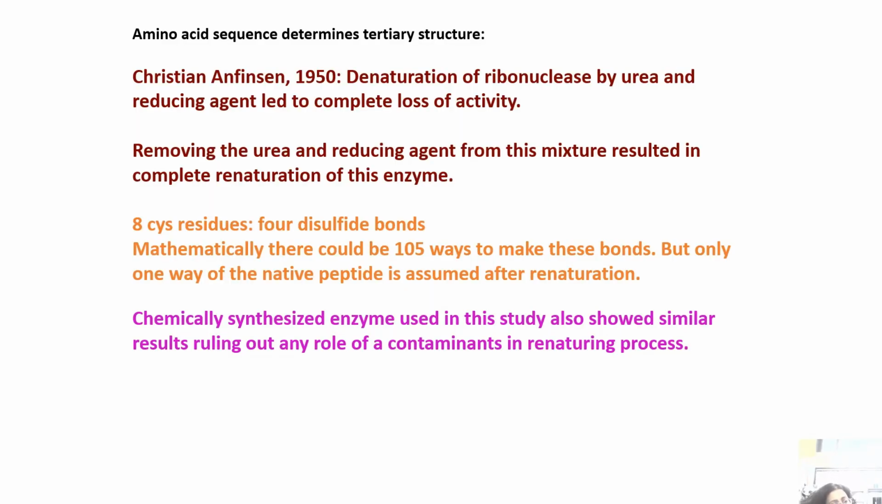Okay. Christian Anfinsen's denaturation of ribonuclease by urea and a reducing agent led to complete loss of activity. Now, removing the urea and the reducing agent from this mixture resulted in complete renaturation of the enzyme. Okay, so 8 cysteine residues and 4 disulfide bonds.